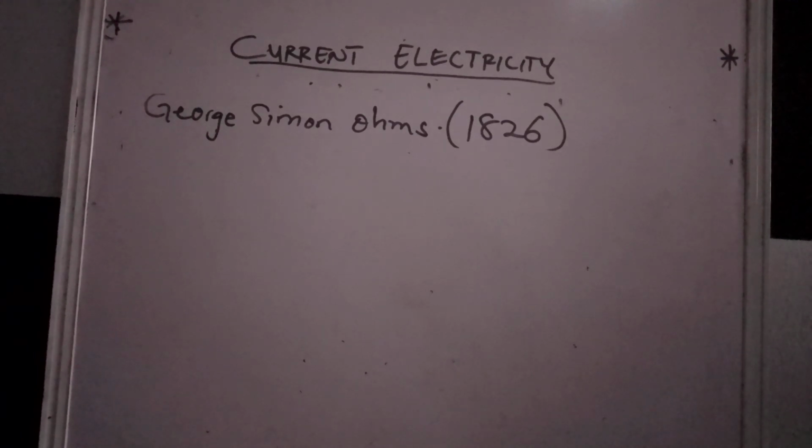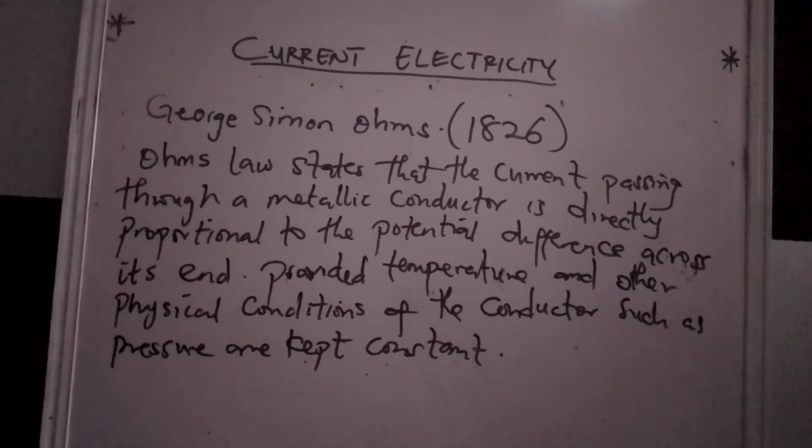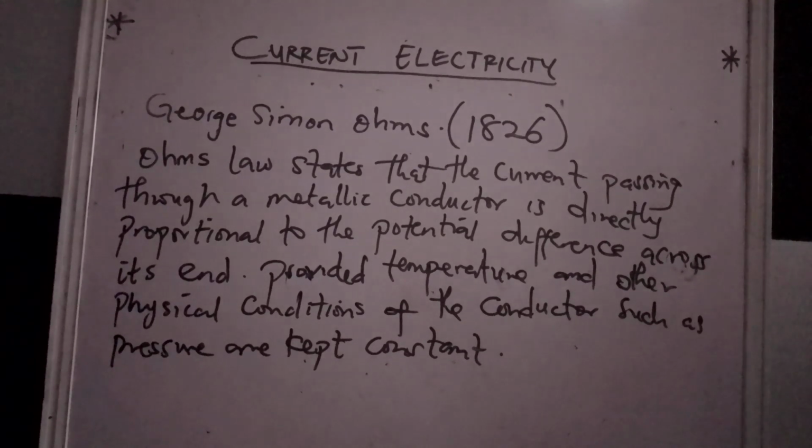Provided temperature and other physical conditions such as pressure are kept constant. So let me recap. Ohm's law states that the current passing through a metallic conductor is directly proportional to the potential difference across its ends, provided temperature and other physical conditions of the conductor are kept constant.